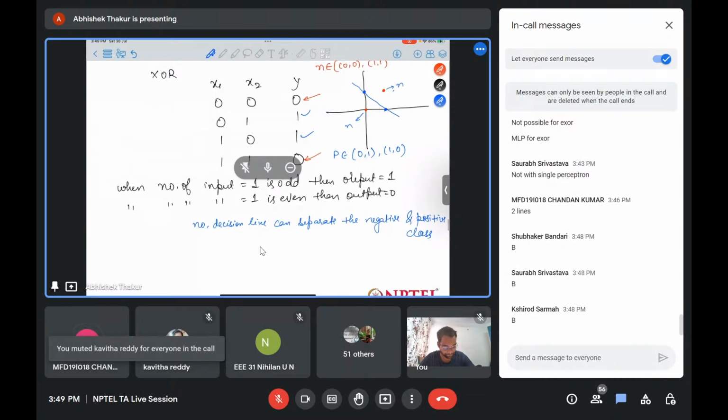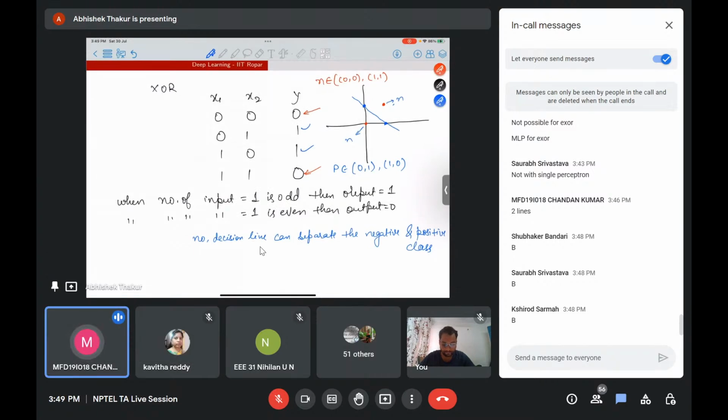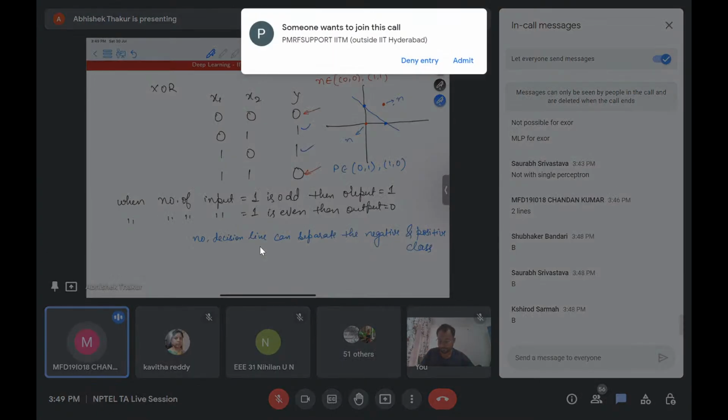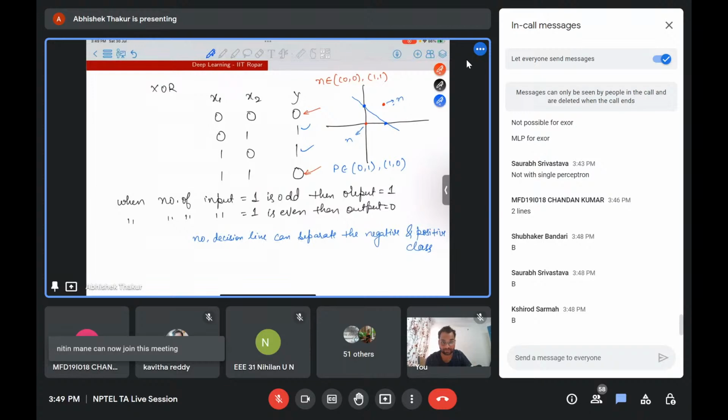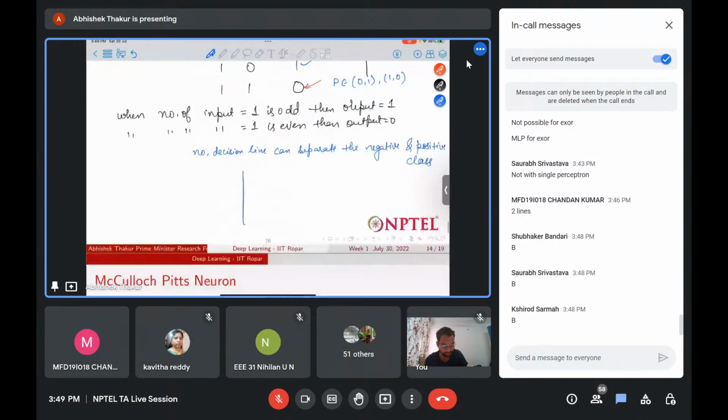Hello. Yes, Chandan. So, sir, this line could not separate the positive and negative. Yes, it's a single line. If you take two lines, then you have to make multiple cases. There are non-linear functions which can separate this. Let's suppose this is our negative points, which is more complex, and this black one is our positive points.